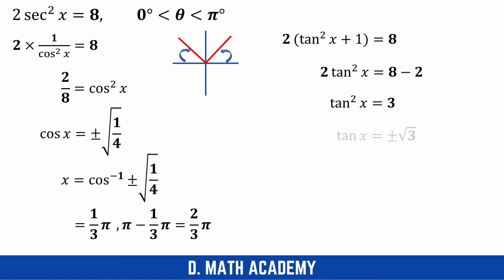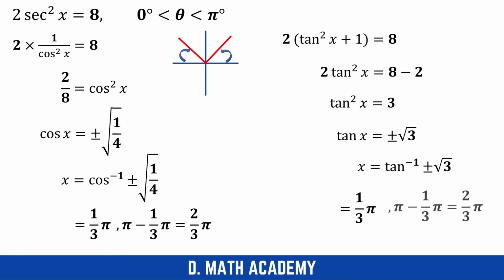So same thing for square, we cannot key into the calculator. So I introduce a square root here. So tangent x equals to plus minus square root 3. So the answer will still be appearing at the first and second quadrant only due to the restriction on the range. So at the first quadrant is where tangent is positive because it is all. Then at the second quadrant will be where tangent is negative.